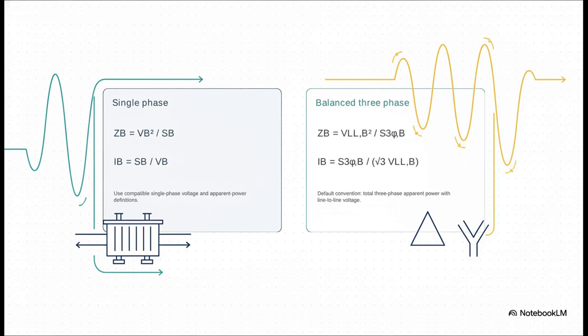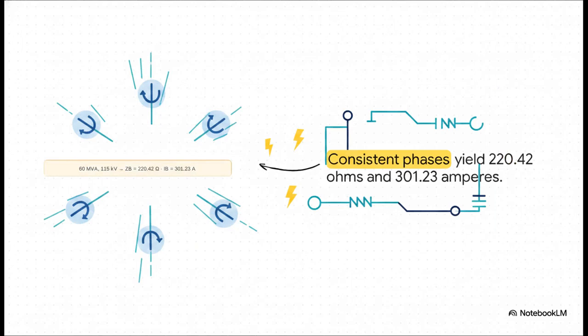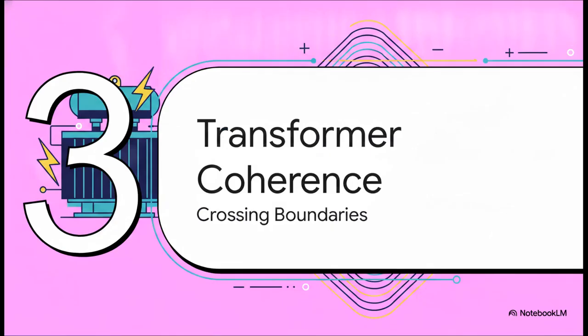But listen closely to this. That compact three-phase formula is not permission to just casually mix line-to-line and total power conventions. You have got to keep those conventions firmly attached to your formulas. And when you apply that three-phase convention properly, let's say on a 60 megavolt ampere, 115 kilovolt base, it reliably spits out very precise values, 220.42 ohms and 301.23 amperes. The absolutely vital habit you need to build here is to always physically write the phase tagging right beside those numbers.